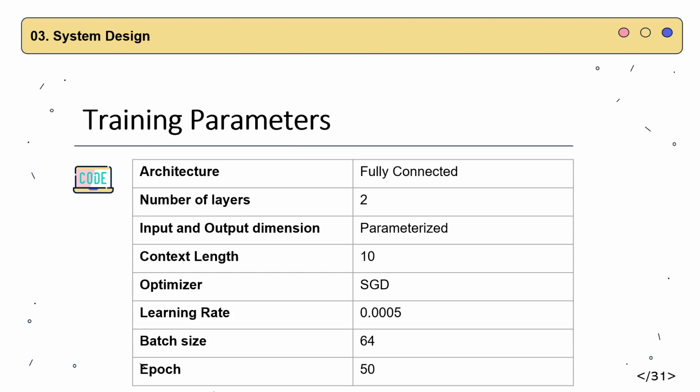So here are our training parameters. The architecture is fully connected. We have two layers, and the input and output dimensions are parameterized to suit the needs of the downstream NLP application. The context length was chosen to be 10. We use stochastic gradient descent as an optimizer with a learning rate of 0.005, a batch size of 64, and 50 epochs of training.